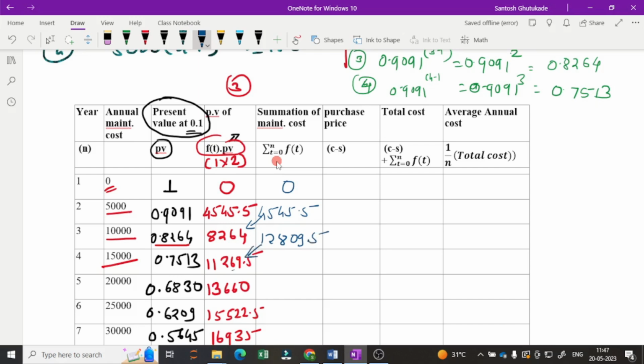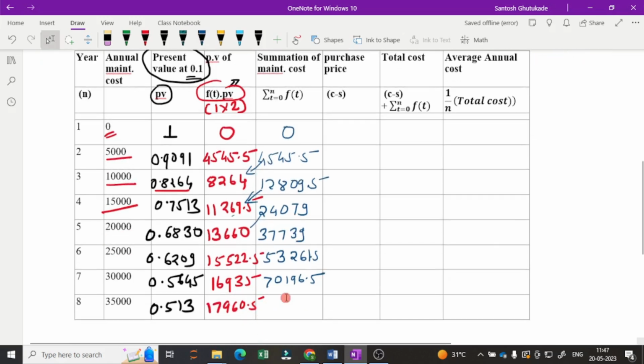Similarly, this plus 11,260, so it will get 24,079. Similarly, you can calculate the cumulative further, so I will write the values directly here to save time, and you can make the calculation. Similarly, for the next year it will become 53,261.5, then 70,196.5. This is the cumulative maintenance cost, and for the last it will be 88,157.0.